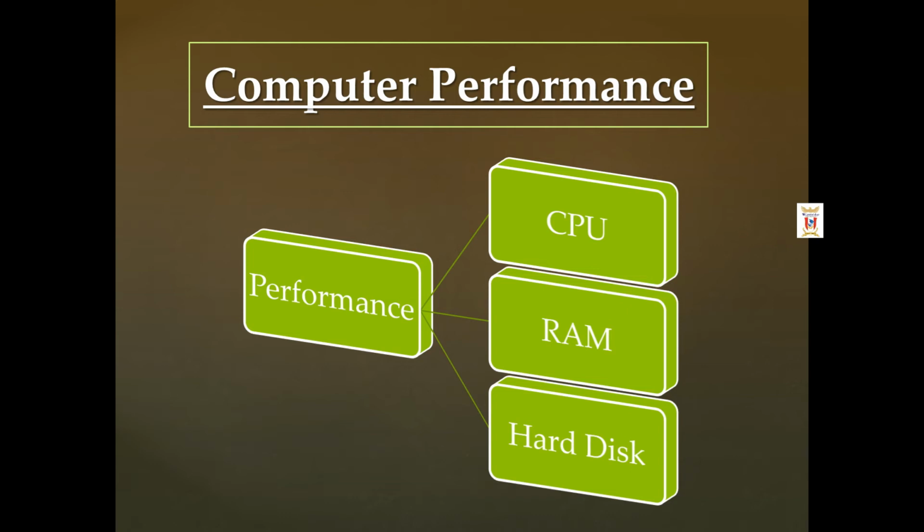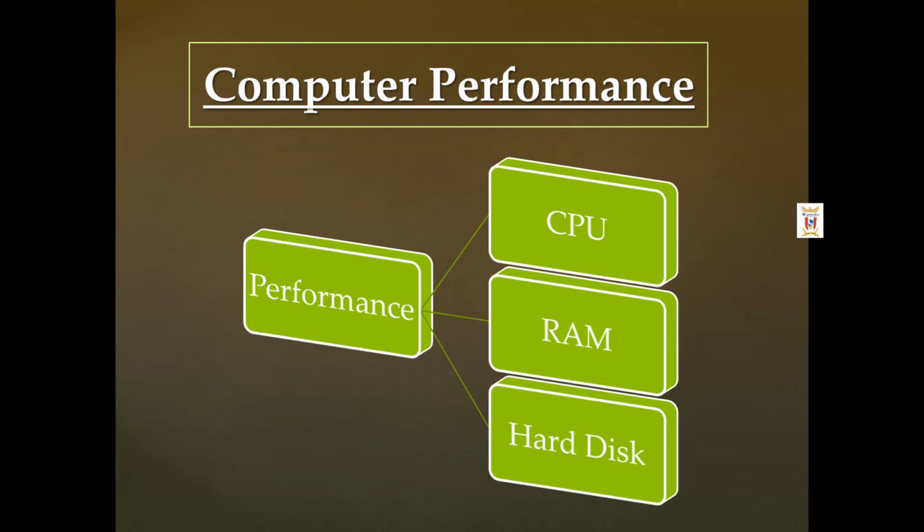Now in the clock cycle, we count how many clock cycles a CPU can perform per second. So for example, if we are saying a computer with the clock speed of 2 gigahertz, that means it is performing about 2 billion clock cycles per second. So the higher the clock speed, the faster the instructions will be processed on the CPU.